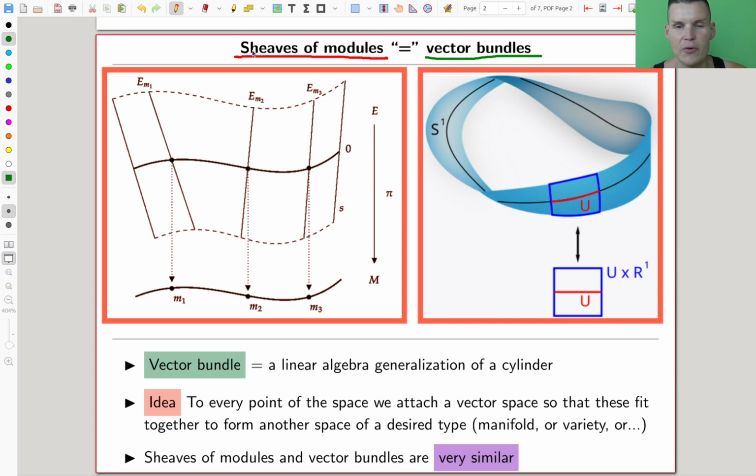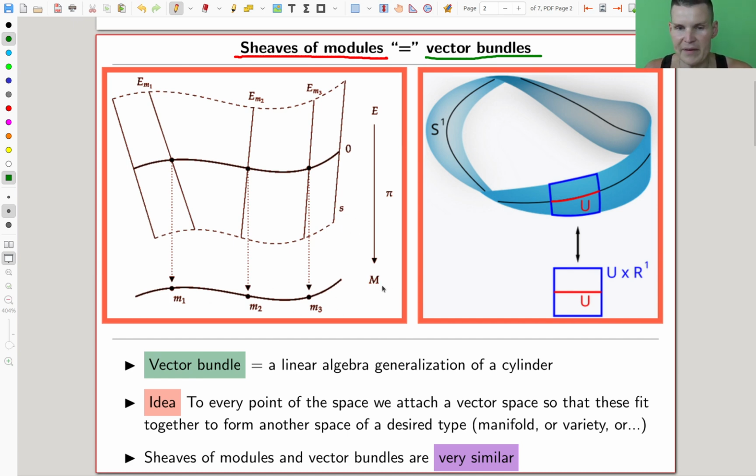It's a bit nicer in topology. Topology is always easier to motivate somehow. You can draw a nice picture. In abstract algebraic geometry, the idea is not to draw any nice pictures anymore, which is a bit annoying and a bit powerful at the same time. Anyway, a vector bundle is essentially a linear algebra generalization of a cylinder. Say that again: we're talking about vector bundles instead of sheaves of modules, but they're essentially the same thing. Okay, we come back to sheaves later.